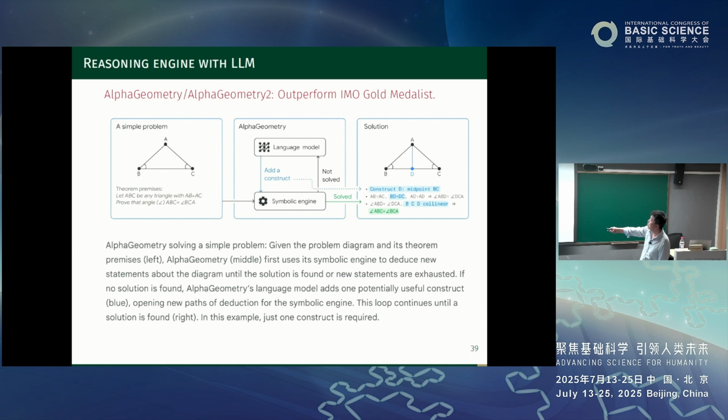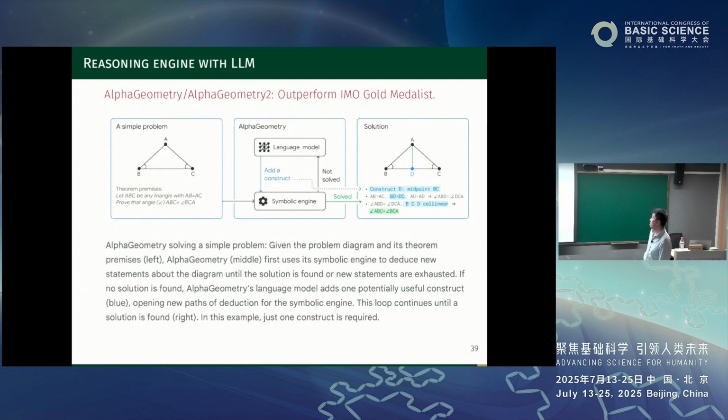In this example, you have a triangle. You want to show these two edges are equal, these two angles are equal. You need to construct this line, the midline, to prove this one. But if you don't have this construction, you cannot prove it. The large language model can tell you to make this line. Then you can do the reasoning, use the reasoning engine to find the solution.